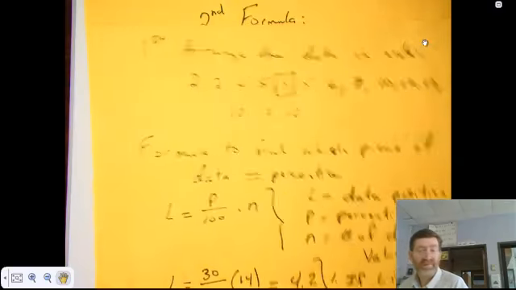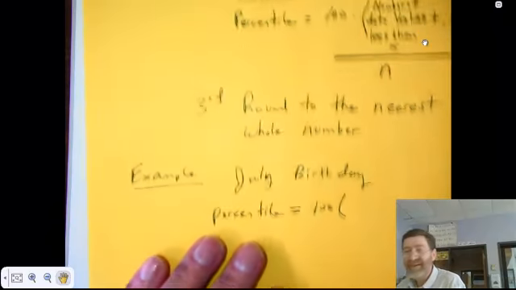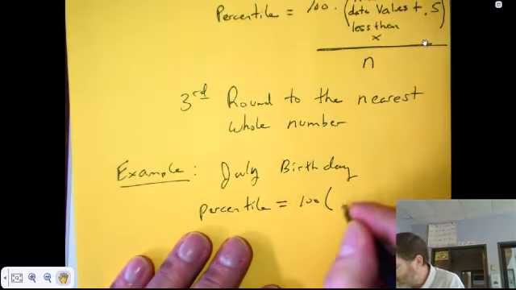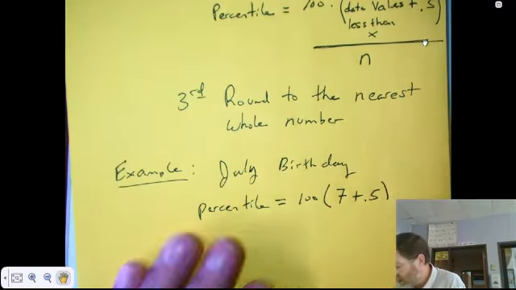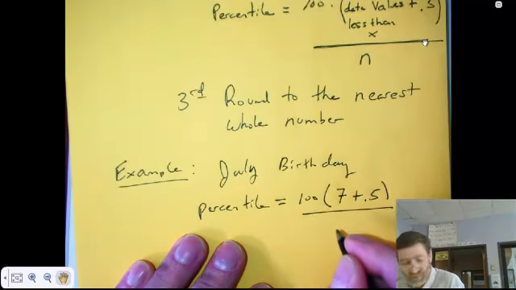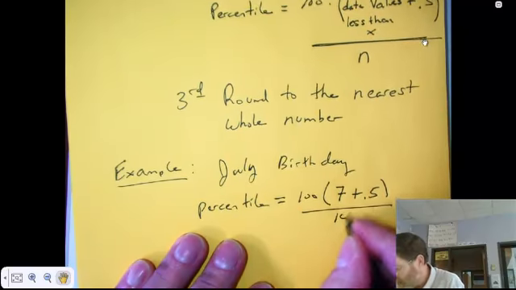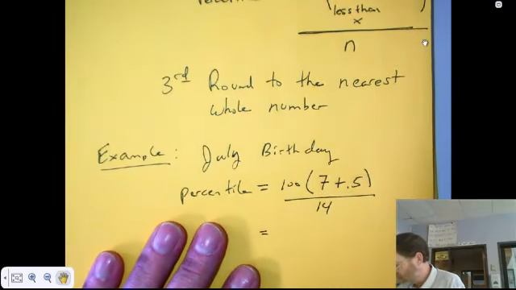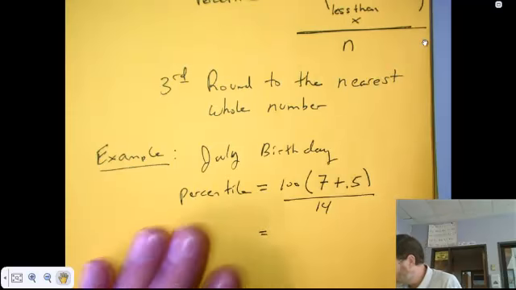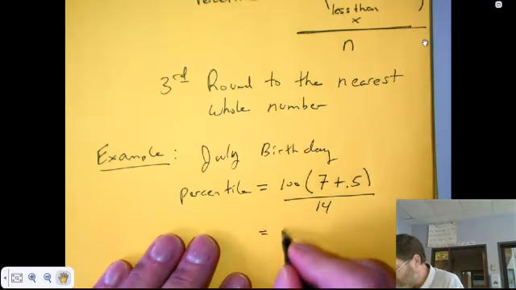So you weren't counting the last one. Yeah, so there are 7. We add 0.5 to that. And then we divide by n, which we said was 14. So it's 7.5 times 100 divided by 14, and I get 53.6.